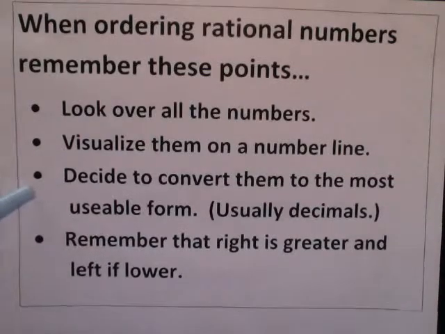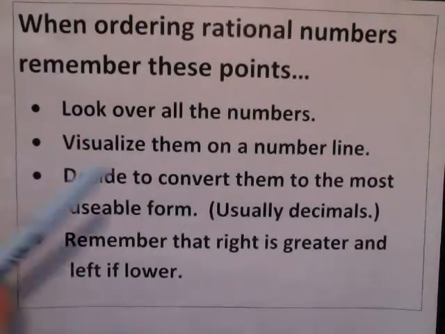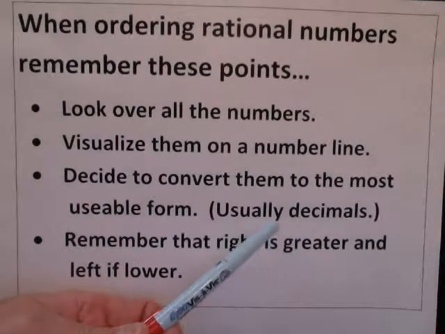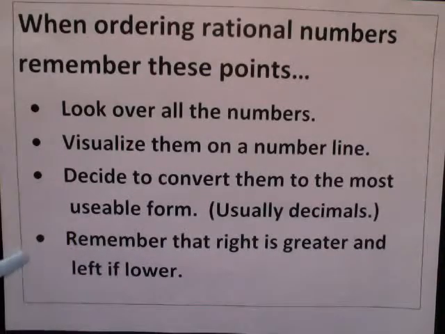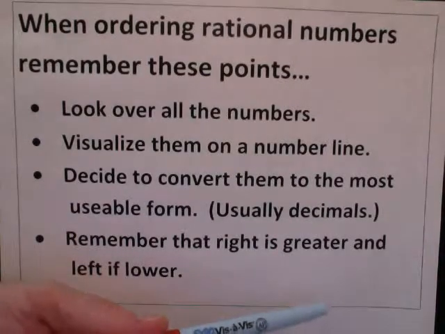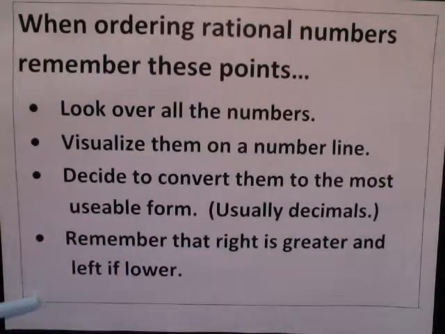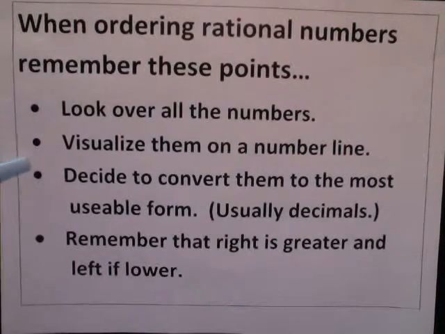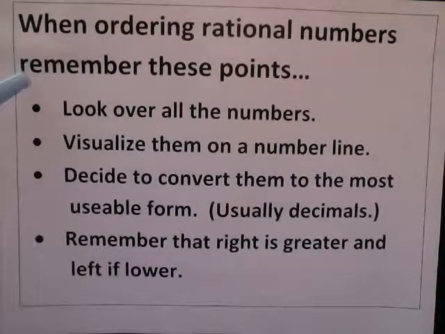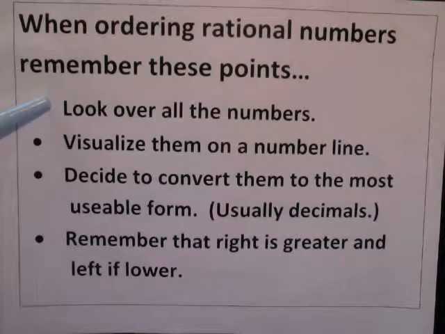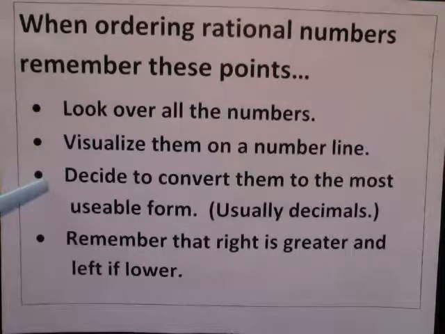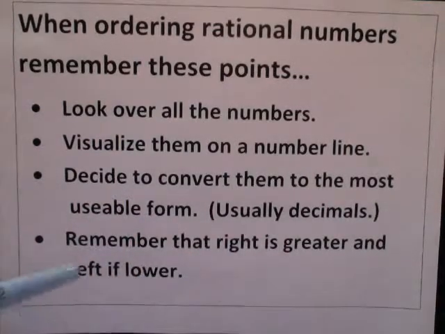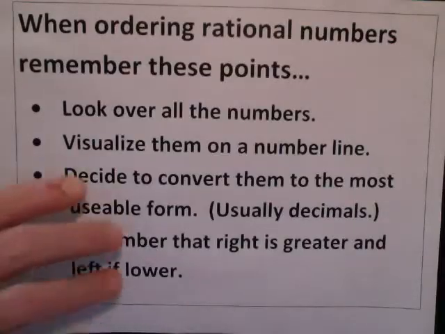Then decide to convert them to the most usable form. This is usually decimals, because decimals are usually very easy to compare. Remember that right is greater and left is lower. So when you go right on the number line, numbers increase in value. When you go left, they decrease. So these are key points when comparing rational numbers or any number. Look over all the numbers. See if you can visualize them on a number line. Convert them if you need to, usually to decimals, and then remember, right is greater, left is lower.